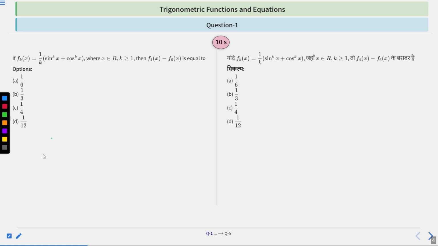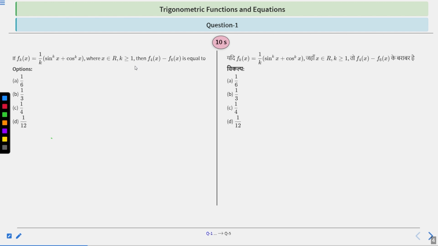So let's start with question number 1, which says: if f_k(x) is a function equal to 1/k (sin^k x + cos^k x), where x belongs to R, that is, a real number, and k is greater than or equal to 1, then we have to find f_4(x) minus f_6(x).